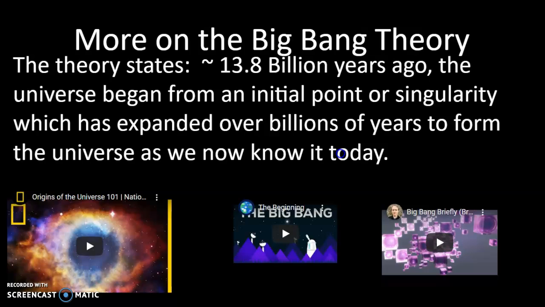Just some more facts about the theory. About 13.8 billion years ago, the universe began to expand. It wasn't an explosion as much as it was an expansion.